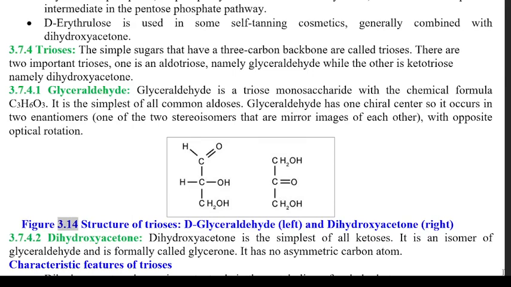Figure 3.14 Structure of trioses, D-glyceraldehyde, left, and dihydroxyacetone, right. 3.7.4.2 Dihydroxyacetone. Dihydroxyacetone is the simplest of all ketoses. It is an isomer of glyceraldehyde and is formally called glycerone. It has no asymmetric carbon atom. Characteristic features of trioses.